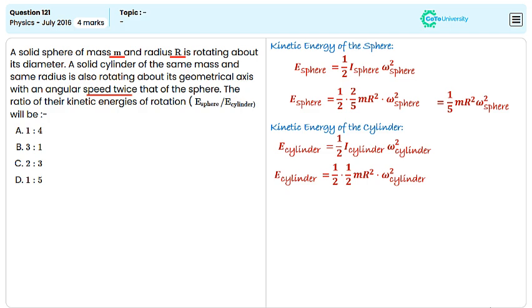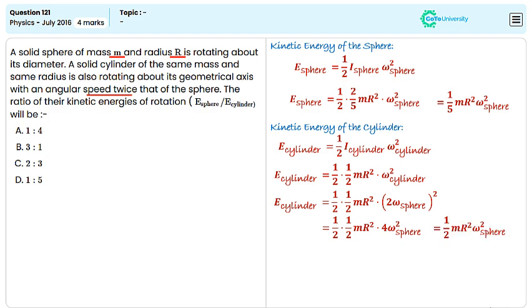And it is given in the question that omega cylinder is equal to twice that of omega sphere. Substituting above, we get energy of cylinder equals half into half mr square into (2 omega sphere) the whole square, which is equal to 1 by 2 into 1 by 2 mr square into 4 omega square. That is nothing but 1 by 2 mr square into omega square of the sphere.